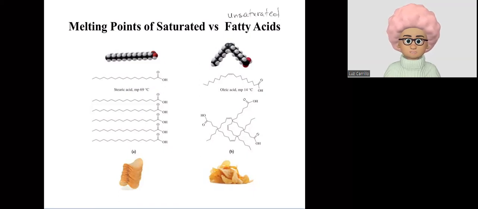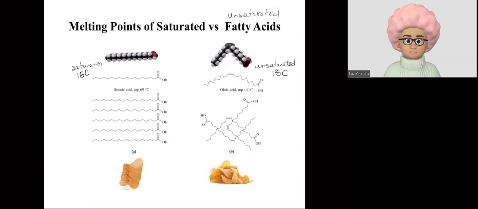On the left, we have stearic acid. Stearic acid is a saturated fatty acid that is 18 carbons in length. On the right side, we have oleic acid, which is an unsaturated fatty acid that is also 18 carbons in length. So the only difference between these two substances is that the one on the left, stearic acid, has no carbon-carbon double bonds, and the one on the right, oleic acid, has one carbon-carbon double bond.